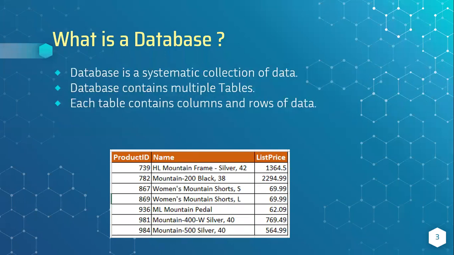Database is a systematic collection of data. Database contains multiple tables. Each table contains columns and rows of data. Here I have given an example of product table. In this product table, we have three columns: product ID, name, and list price. And each horizontal line is a row. We have 7 rows in this table.